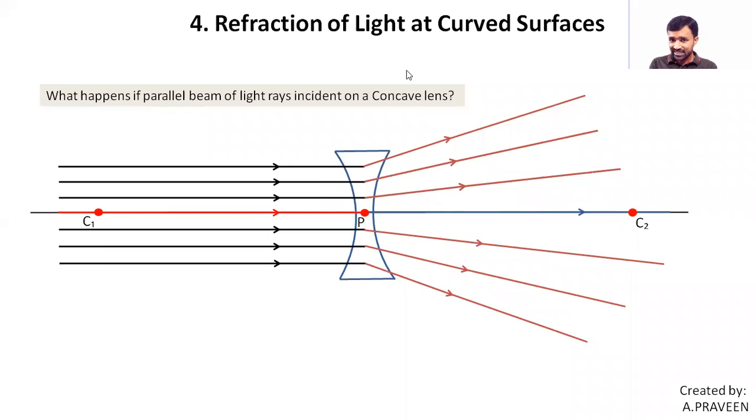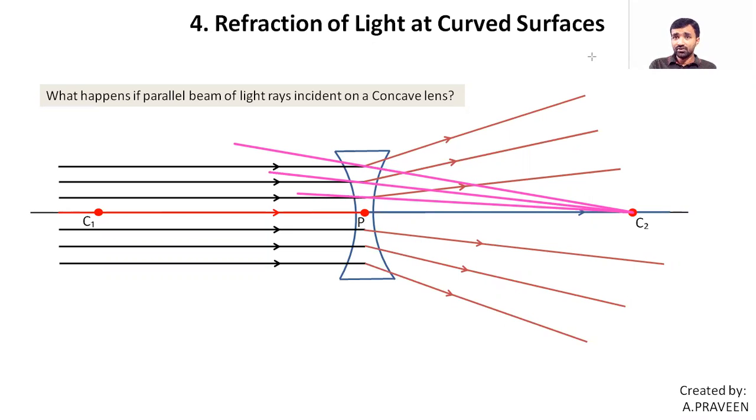Are they going to meet each other? Answer me. Do they meet after refraction? They never meet for any extension, because the distance between them is increasing. The gap between them is increasing. See here, I'm showing you the normals. Clear? Is it clear?